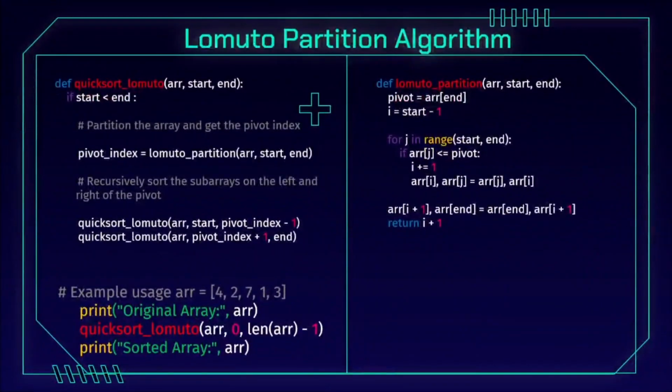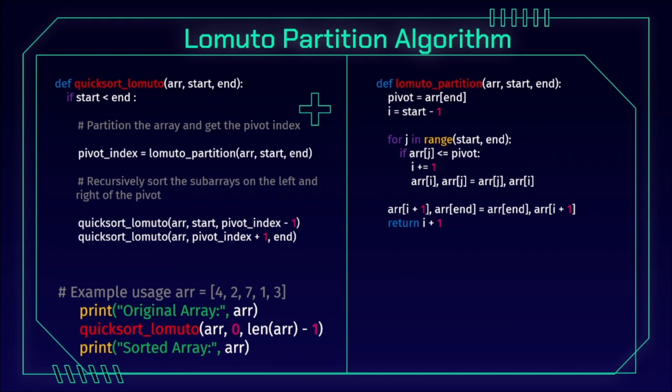In this code, we have two functions: Quicksort Lomuto and Lomuto Partition. Quicksort Lomuto. This function is the main entry point for the Quicksort algorithm. It takes an array and the indices start and end that represent the range of elements to be sorted. If start is less than end, the array is partitioned using the Lomuto partition, and then the function is recursively called on the left and right subarrays.